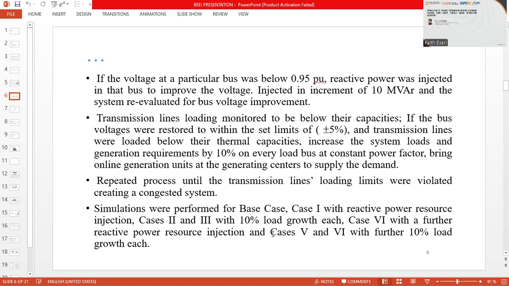The system loads and generation requirements were increased by 10% on every load bus at a constant power factor. The various generation units were also brought online so that the supply matched the demand. This process is repeated until the transmission lines' loading limits were violated, and then the system congestion is created. The simulations were performed for base case 1, for the reactive power resource injection, case 2 and 3, where there was a 10% load growth in each case, and case 6, where a further reactive power resource injection occurred, and cases 5 and 6, where there was a further 10% load growth in each case.